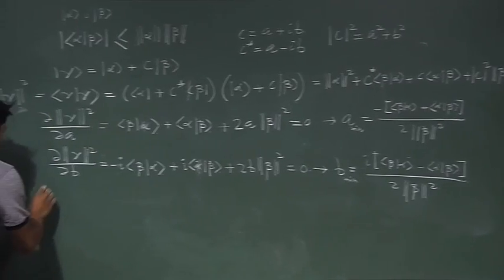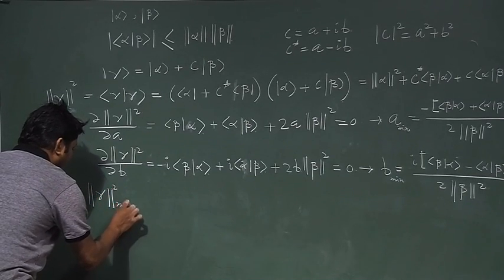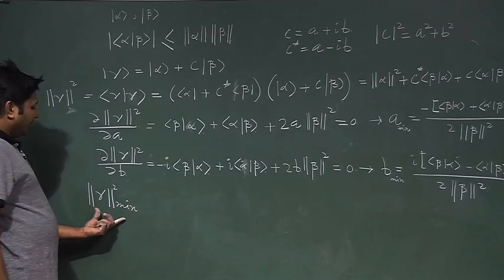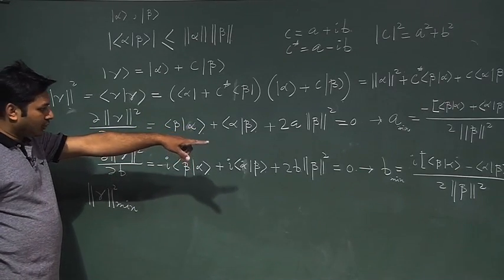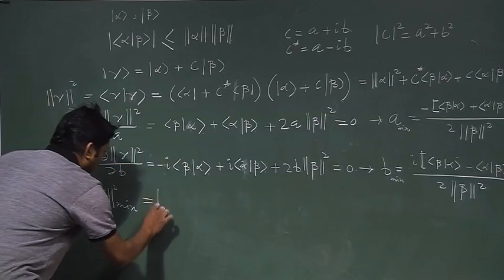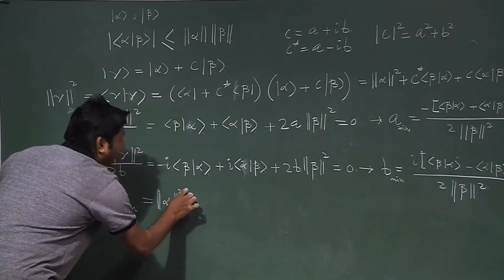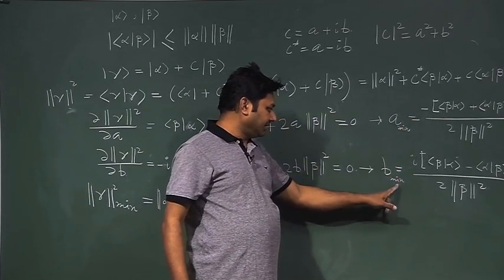So, if I do, then it will be this quantity minimum, because I am putting the a and b values that I extracted, which is the condition of minimum. So, this minimum value is essentially alpha square plus c star. C star is containing this and this.